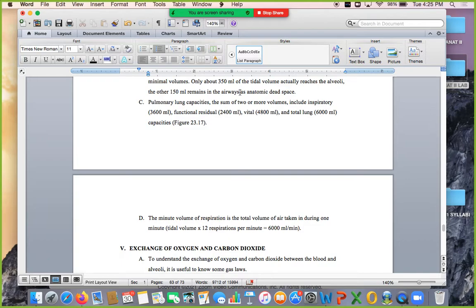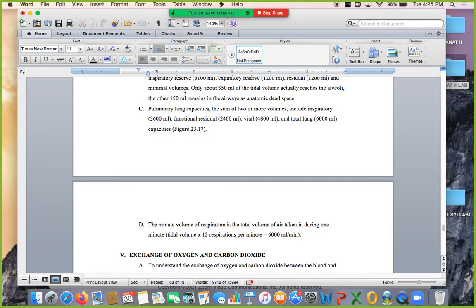So most of what comes in, remember that's 500 tidal volume, only 350 of it is going to reach the alveoli because the other 150 is going to remain in the airways as dead space. If you could picture this as like a snorkel, for example, a certain amount of air is going to remain in the snorkel and not actually reach your lungs. And that's kind of the same thing that happens inside what we call anatomical dead space.